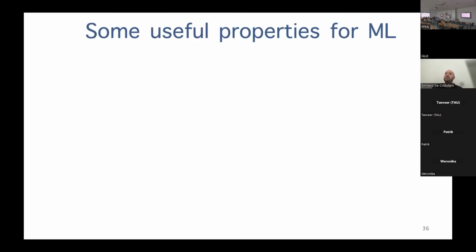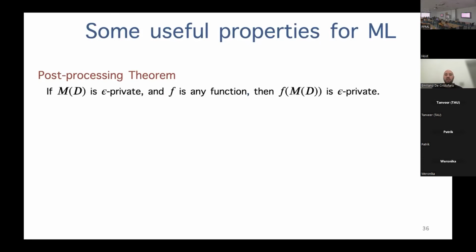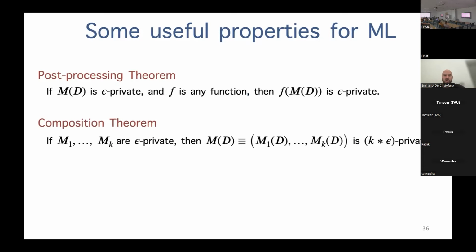Okay, and the framework of differential privacy also has some interesting properties that are useful for machine learning. One is the post-processing theorem, which tells us that if an algorithm is epsilon differentially private and f is a function, then if you run the function on the output of the differentially private algorithm, the output of the function is still differentially private. You can compose algorithms. So if you have k algorithms that are epsilon private, then an algorithm that composes them is k times epsilon private. Again, this is a bound.